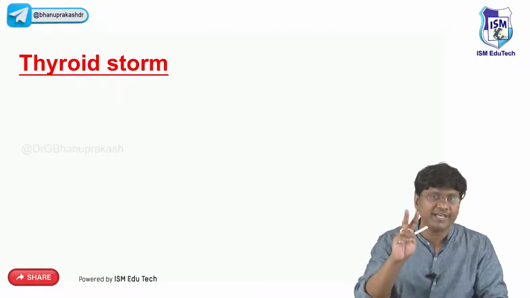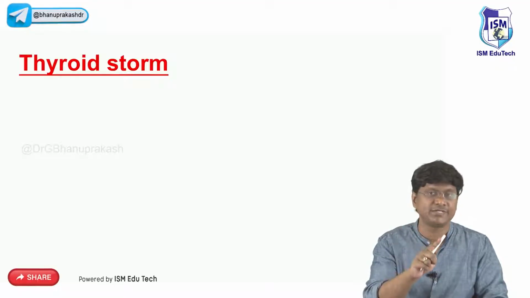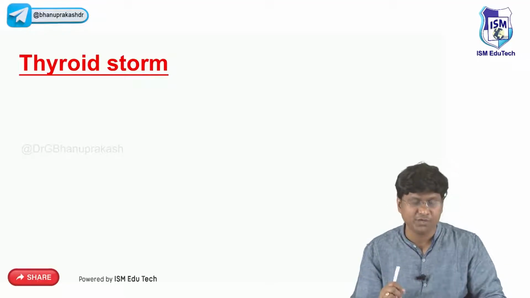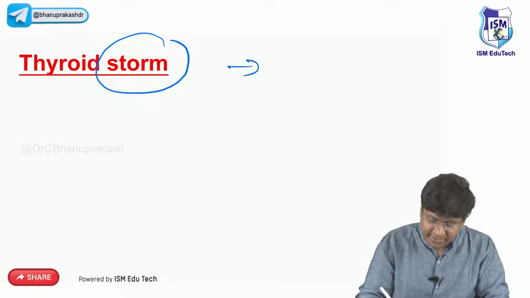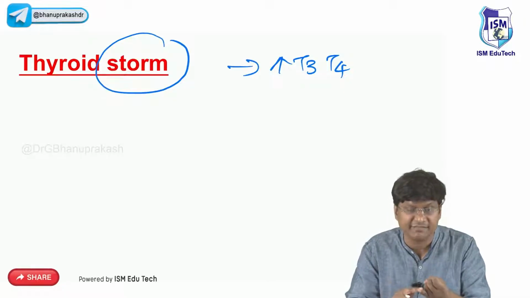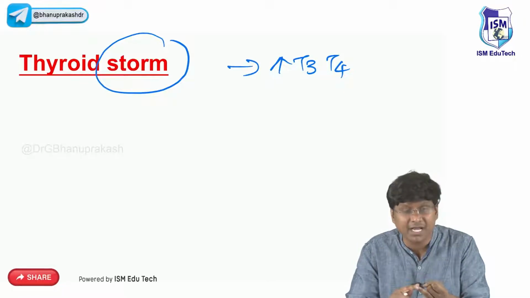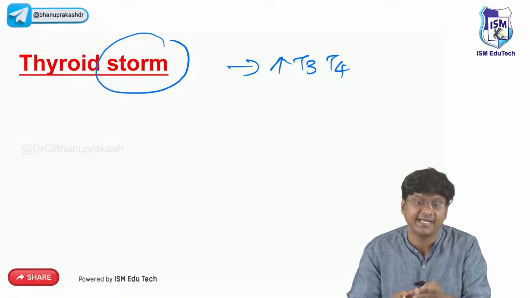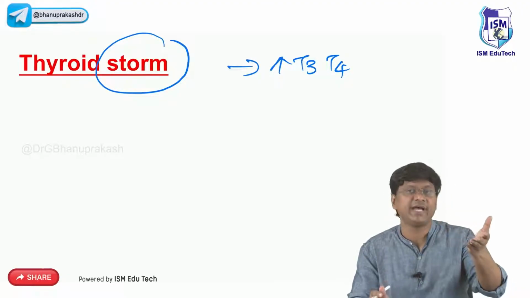Then you have two extreme forms of thyroid disease. One is thyroid storm and the other one is the myxedema coma. Thyroid storm, where there is abrupt increase in your T3 as well as T4. So thereby what will be the manifestations? They'll have very severe tachycardia and arrhythmia, marked delirium, vomiting, diarrhea, severe dehydration, and there will be high grade fever.